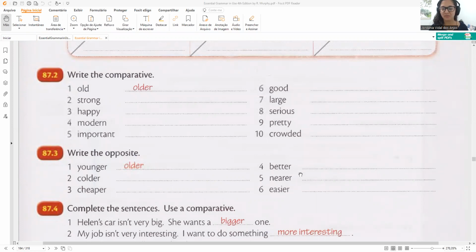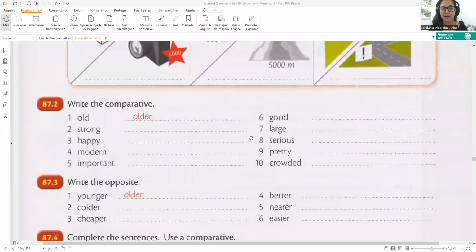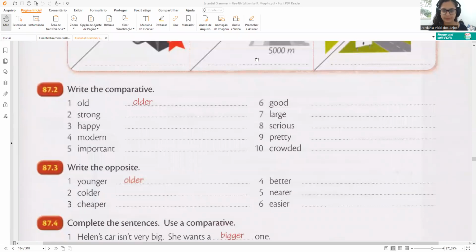Better. Então tá. Better, worse. Melhor, pior. Nearer, mais próximo, mais perto. Farther, mais longe, mais distante. Remember? Farther, que a gente viu lá em cima. Easier, harder. Pode ser harder or more difficult. Ok? Mais abaixo eu vou colocar a resposta desses aqui para você conferir.